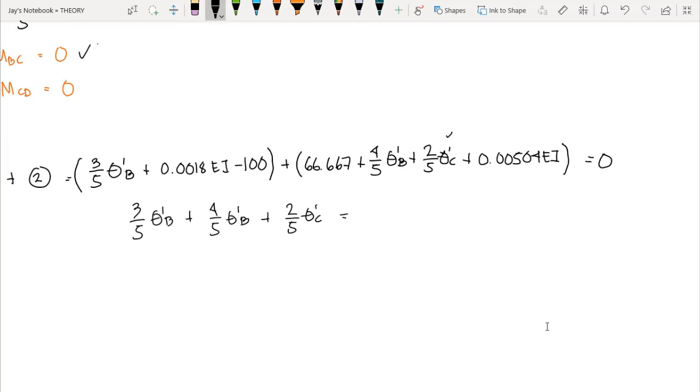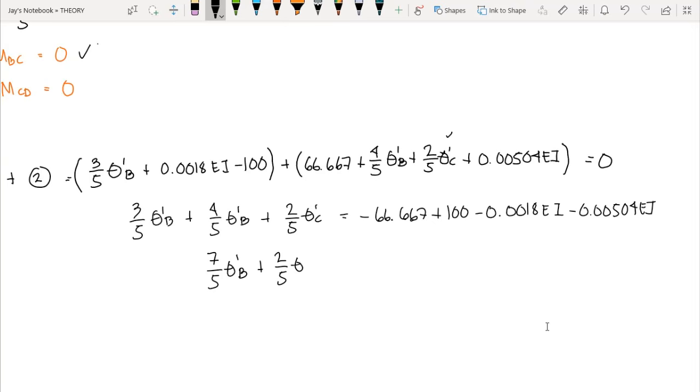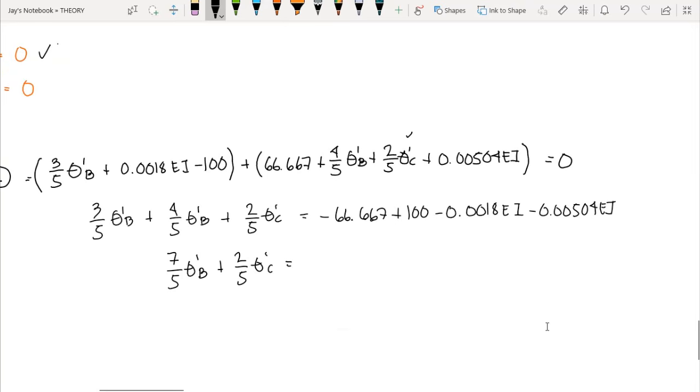We have minus 66.667 plus 100 minus 0.0018 EI minus 0.00504 EI. Now we can combine the theta prime B terms. We have 7 over 5 theta prime B plus 2 over 5 theta prime C, and this equals the sum of these constants.